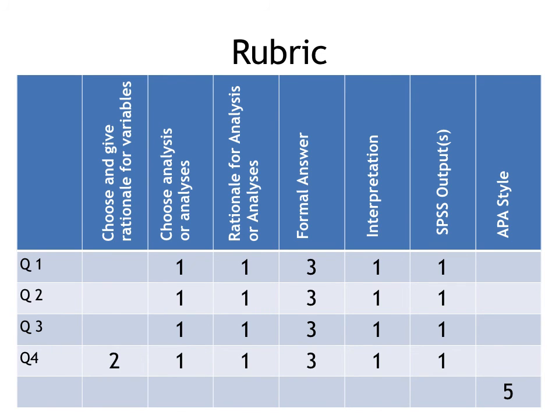Finally, this is the rubric so that you can know which points you will get for each section. Notice that question 4, you're going to get points for choosing and giving a rationale for the variables you choose to analyze. Along with, for each question, you must choose the analysis or analyses. You must give a rationale for the analysis or analyses. You must give a formal answer, as I just described. You have to interpret your results for real people in the real world. And you must attach your SPSS output or outputs.